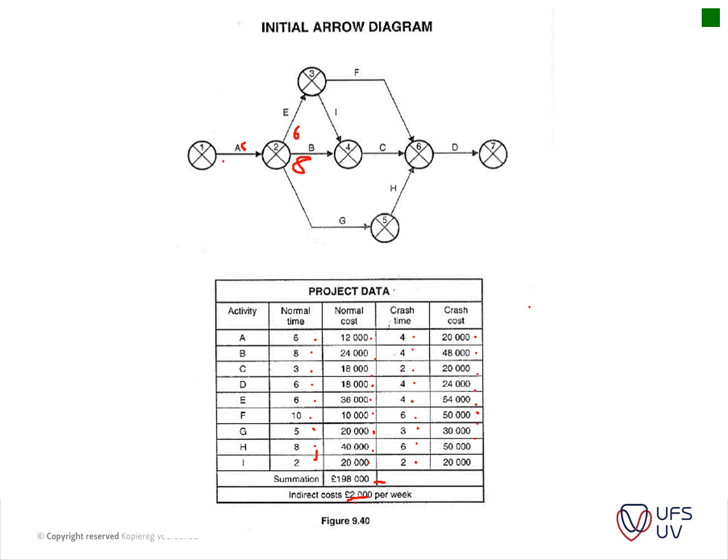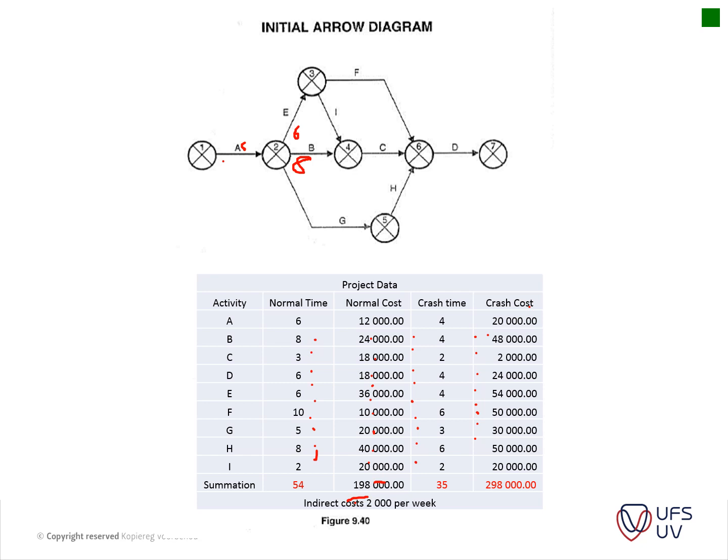Okay, so to decrease item A to 4 days, it will cost you 20,000 pounds extra to do the work. Same with B, to reduce it by 4 weeks, it will cost you £48 extra for reducing the time. Okay, so the point that I wanted to make with this is you can't just add all of this together, because you're not going to get to the right answer.